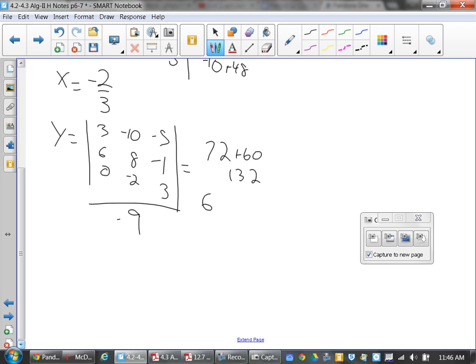3, negative 30, negative 180. So, wait. Negative 172. So you have 132 minus a negative 174. Oh, 172. So you have 306 divided by negative 9, which is negative 34. If you hear a lot of people saying negatives here, you can get lost in what you're writing. And then the last one, you just replace the z column.